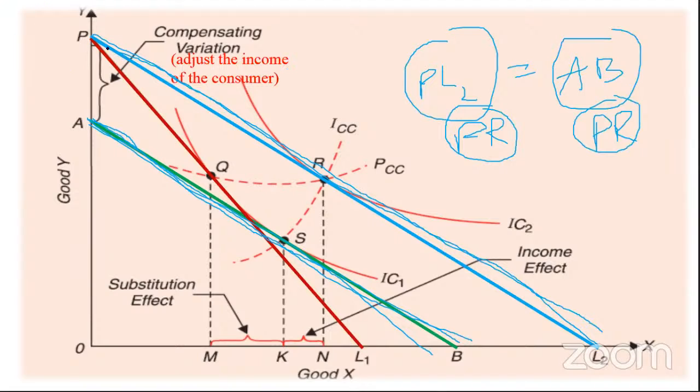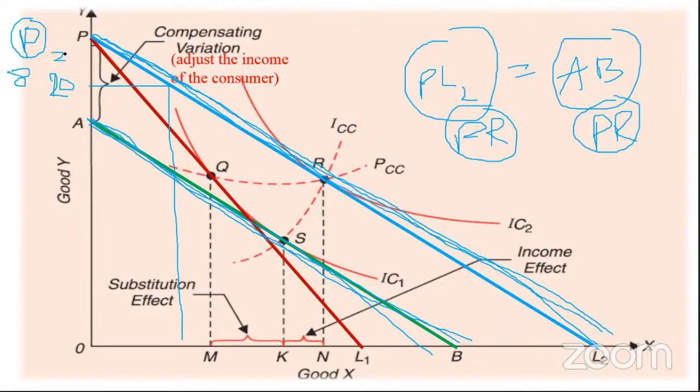For example, here PL2 is there. Suppose when the price of X is 10 rupees, the quantity of the good purchased is 20. When the price falls to 8 rupees, the quantity increases to 22. So there is a difference: from 20 to 22, an increase. Some change has been done.